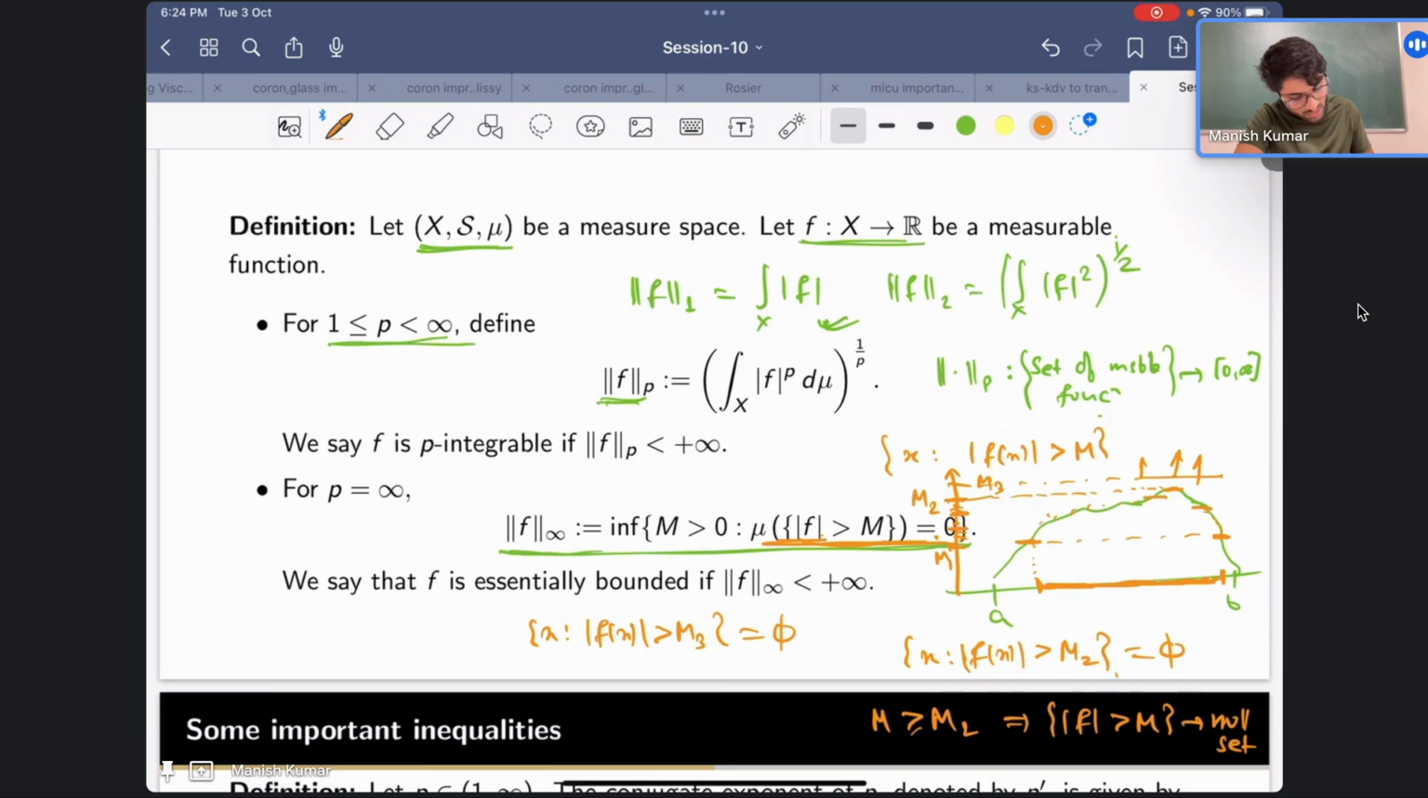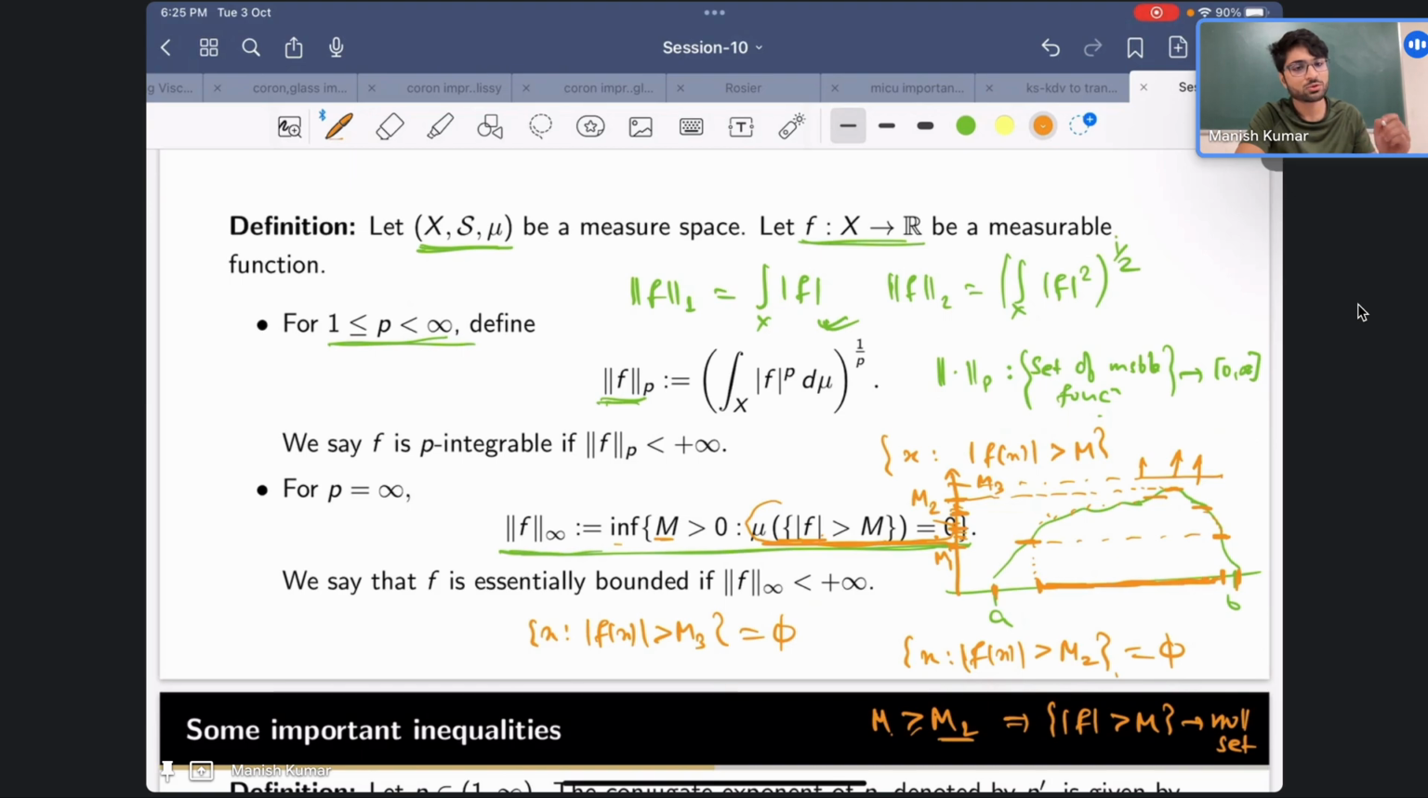So what is the infimum of this set? The infimum of such m will be m2, right? You have to choose the infimum value of the numbers after which the function is not taking any value. So in the case of a continuous function, consider the supremum. When you are dealing with a compact set, it has a supremum. I am here considering the compact set AB and taking a continuous function, which means it will have a supremum. If you take any value larger than the supremum, then the measure of that set will be 0.